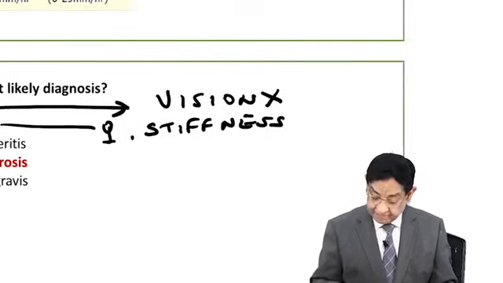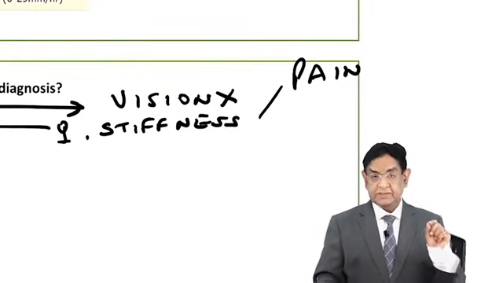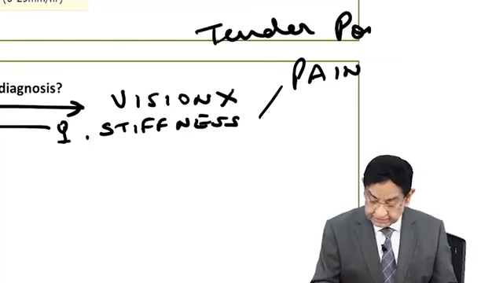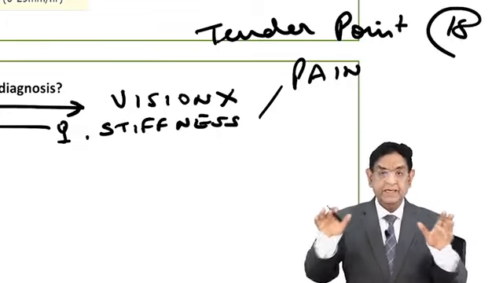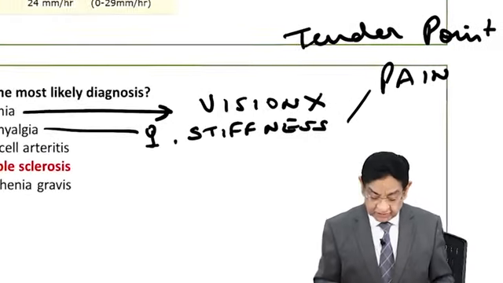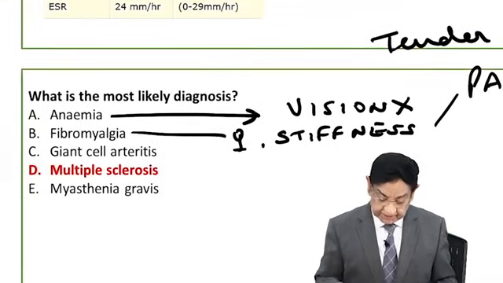They have muscle pain. And classically, they have tender points. There are 18 tender points. You press on those points and the patient cries with pain. And that is not a feature. And moreover, in fibromyalgia, vision problem is not a feature.